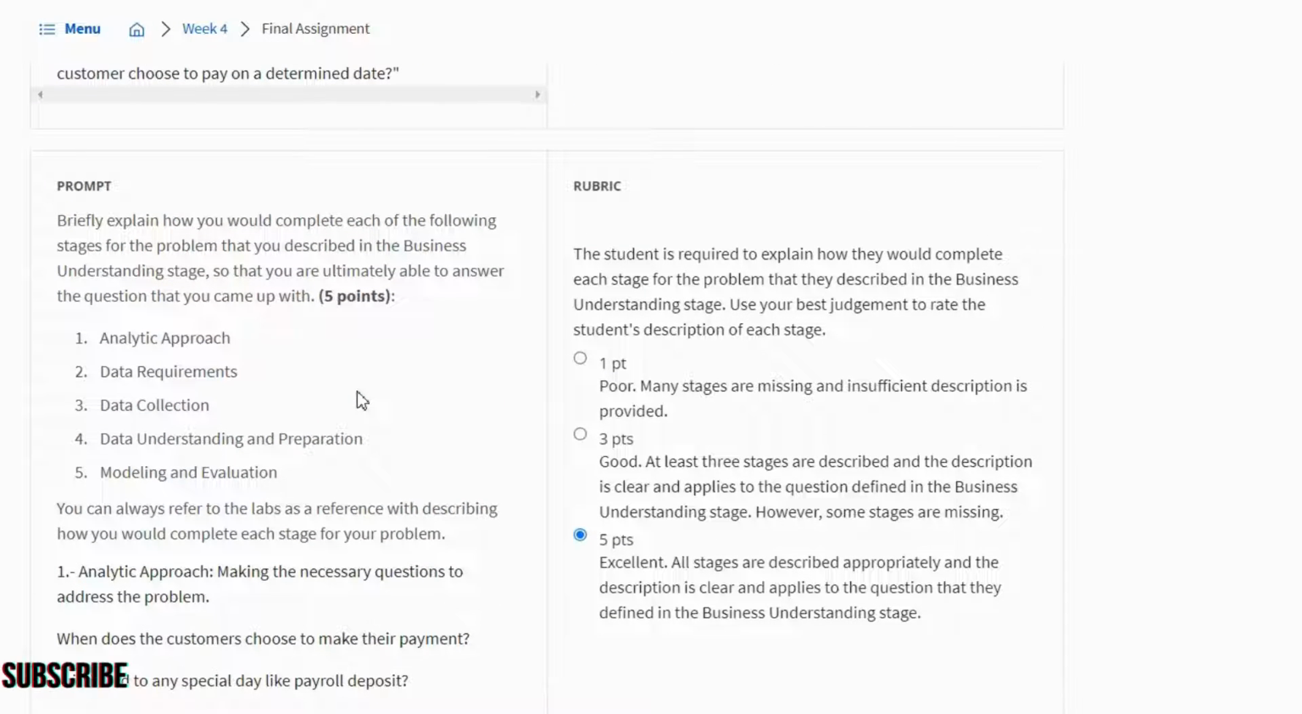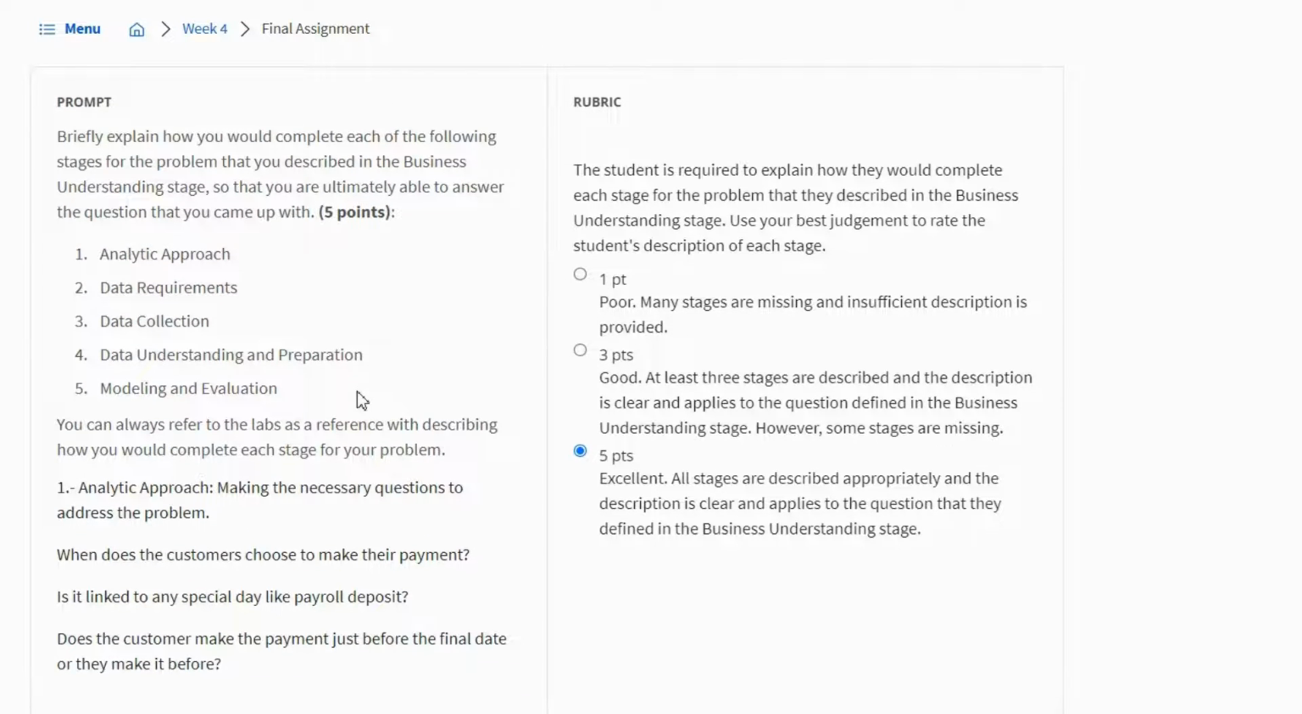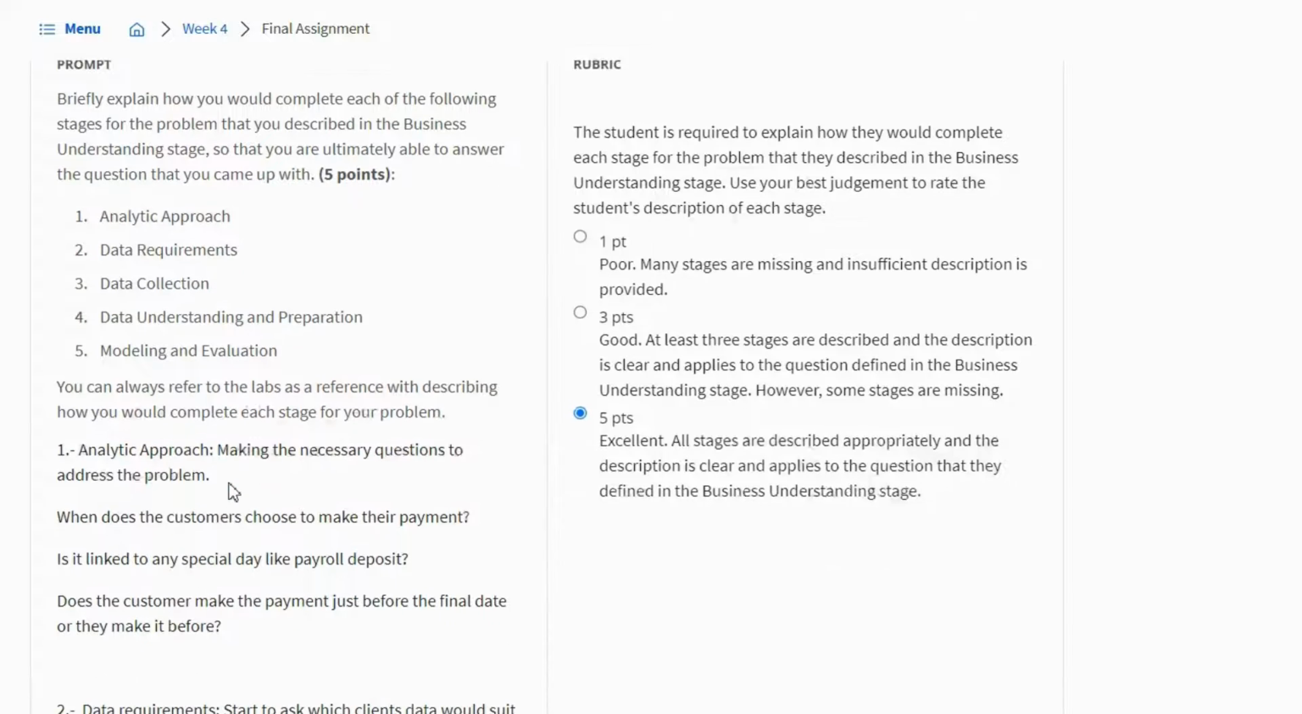The third one is, briefly explain how you would complete each of the following stages for the problem that you described in the business understanding stage, so that you are ultimately able to answer the question that you came up with. So for the analytical approach, there are five things that you have to discuss here. The analytical approach is making the necessary questions to address the problem.